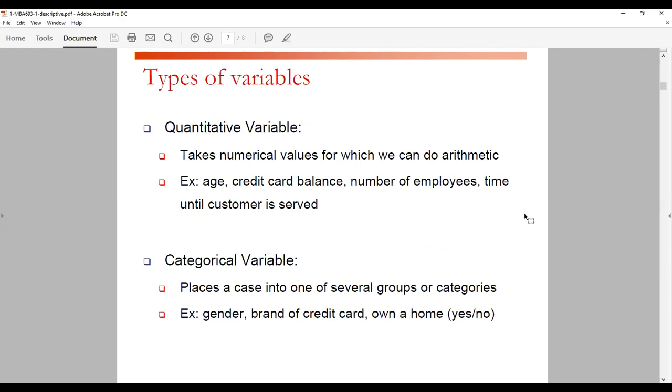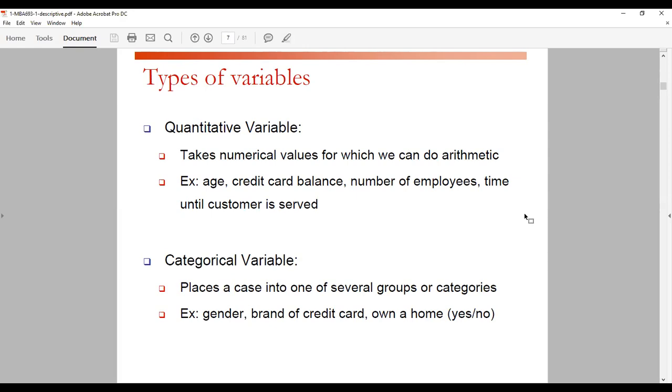In this real estate example, there are two types of variables. There's a quantitative variable, and that's where you take the numbers, the quantities. You take numerical values for each, which you can do arithmetic on, like your age, your credit card balance, and so forth. That's quantity. The categorical variable is where you're dealing in groups or categories.